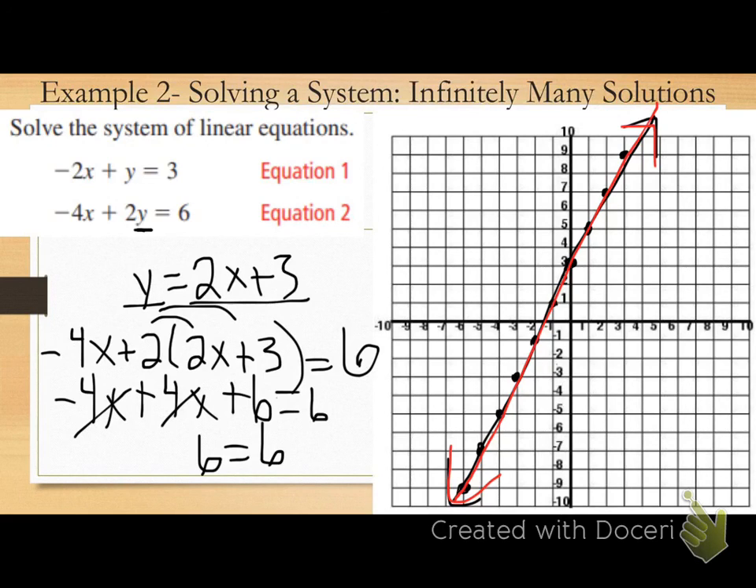Does everyone see what happens for all three methods whenever it's infinitely many solutions? When they're graphed, the lines are on top of each other. Elimination, both variables eliminate each other and I come up with a true statement. Substitution, variables cancel each other out, left with a true statement. So a true statement means infinitely many solutions if your variables cancel each other out. If you're left with a false statement, no solution.